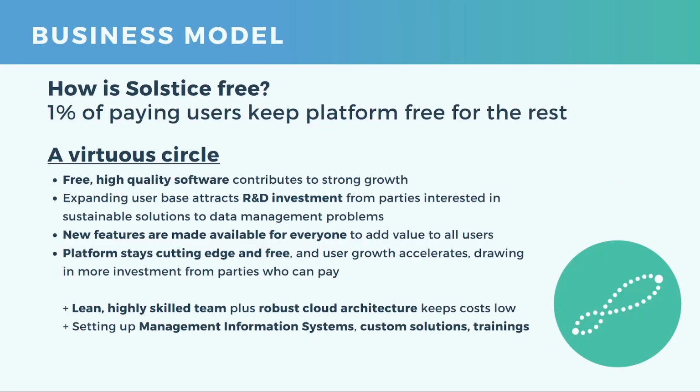The Solstice business model means that 1% of paying users keep the platform free for everybody else. There's a virtuous circle where free high-quality software contributes to strong user adoption. This user adoption attracts R&D investment from those interested in sustainable solutions to data management problems for the sustainable development goals. New features are made available for everyone for free, so that value is added to all users, and that keeps the user growth growing, drawing in more investments and making those investments more attractive.